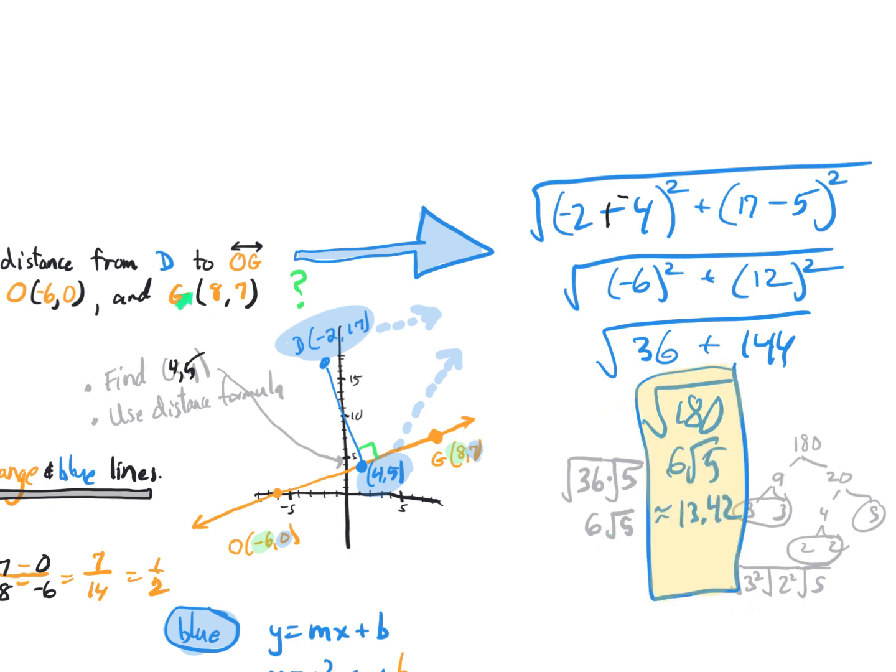So, our answer, the distance that D is to line OG is exactly the square root of 180, which is exactly 6 root 5 in simple radical form, which is approximately 13.42. That's how far it is from D to the orange line.